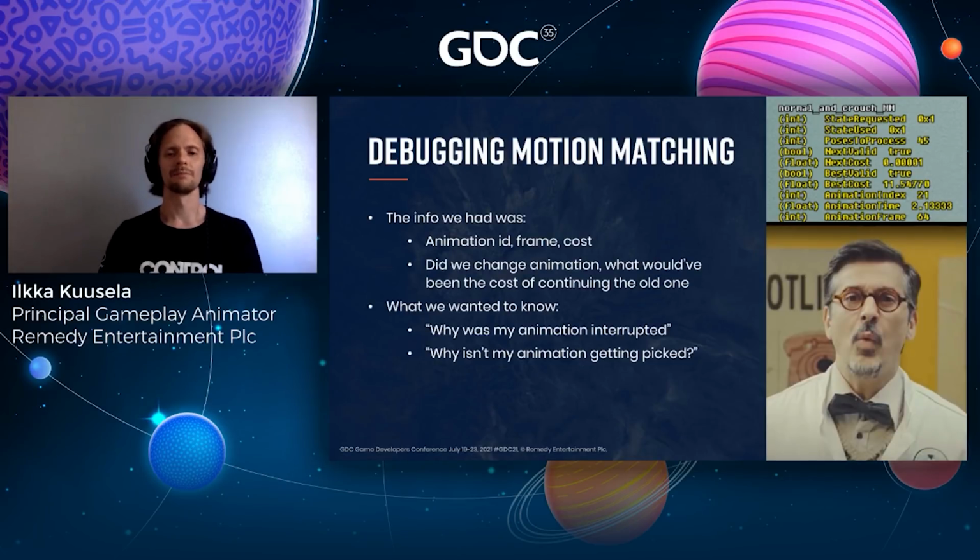To debug motion matching, we already had some information available. So we could see what animation was playing, which frame, and what is the cost of this frame. And also if the animation was changed, we could see what would have been the cost of continuing the previous animation. But that didn't really answer all of the questions we were having, such as, why was my animation interrupted? Or why isn't my animation getting picked?